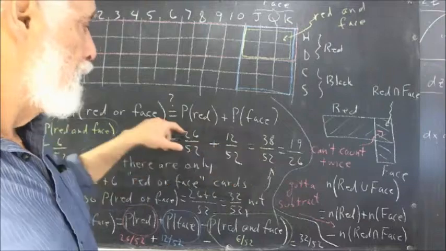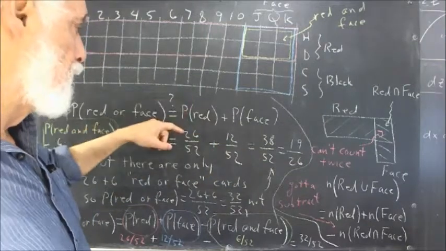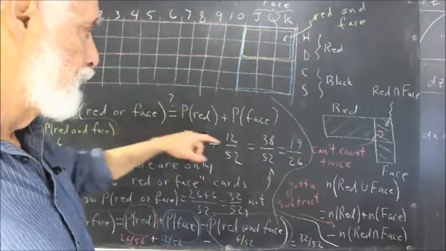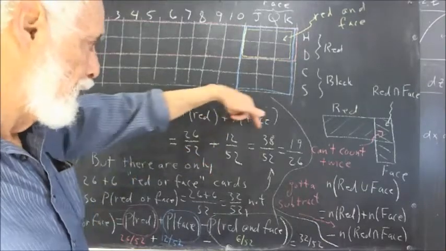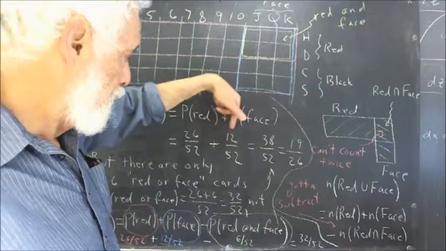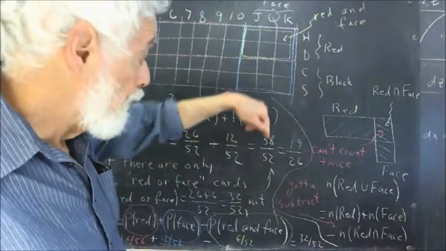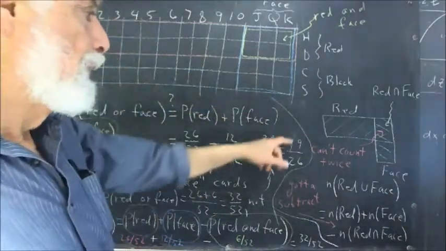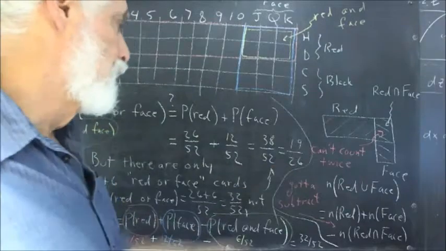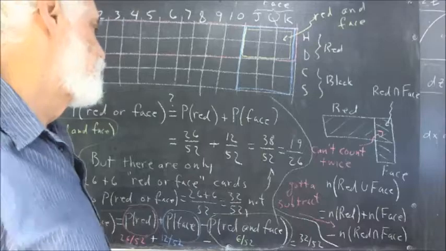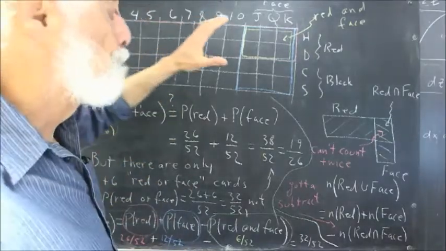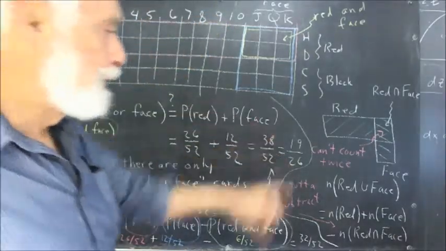So the probability would be 26 out of 52 for a red, 12 out of 52 for a face card. If we add those, 12 and 26 is 38, 38 out of 52, which comes out to 19 out of 26 if we reduce it. And of course, you get the decimal there, 0.7 something. Now, is that correct?